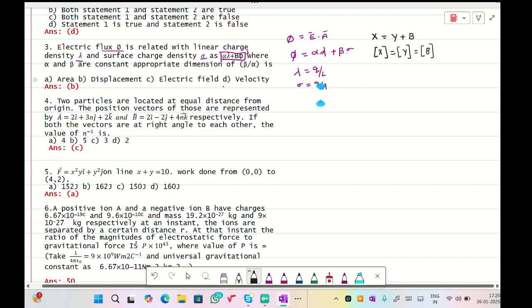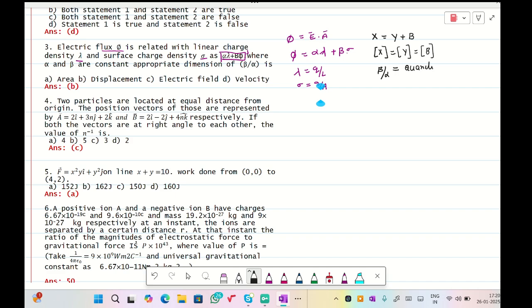Now the question is the ratio of beta by alpha. These two are constants. Beta by alpha represents which type of physical quantity? To find out the dimensions of beta and alpha, first apply the principle of homogeneity by using this formula.